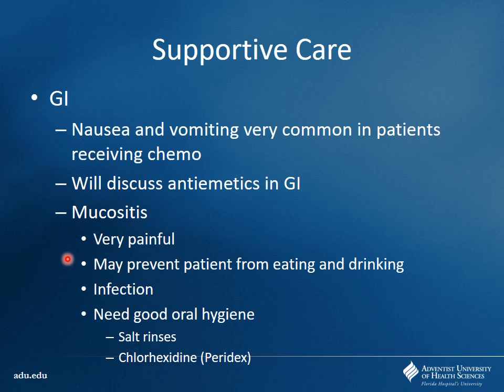Keep in mind the mucositis, it's very, very painful. It can prevent them from eating and drinking. So this is why we also worry about infections. They need really good oral hygiene, so we do things like salt rinses, or there's also an anti-infective called chlorhexidine that we'll use just in the mouth. You may have seen chlorhexidine swabs. We'll do that to keep their mouth nice and clean, because people's mouths are pretty gross for the most part. So we can clean that out and prevent infection from forming there.